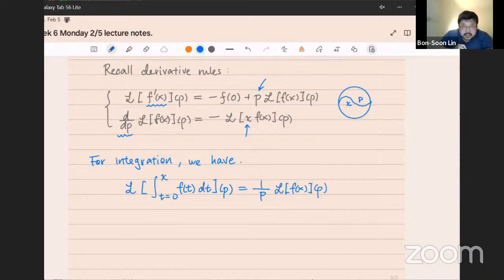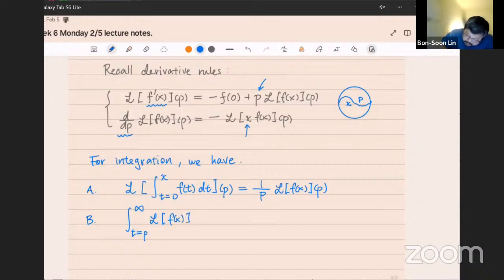It's going to be 1 over p times the Laplace transform of f of x of p. So integrating on the inside by x corresponds to a division by p on the outside. Similarly, let's say this is the first one. We also have an outside integral rule. Now the outside one, you have to be careful how we're using it. We're integrating t from p to infinity of the Laplace transform of f of x as a function of p.